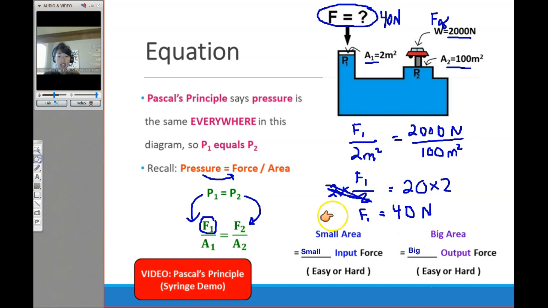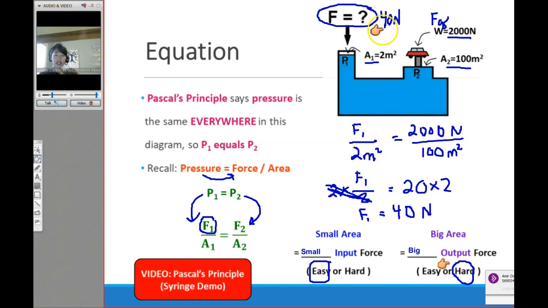So which side is easier? The side with the small area and small force, or the side with the car with the big area and big force? Think about applying a force of 40 newtons versus applying a force of 2,000. Yeah, definitely the small side is significantly easier. The car side is much harder to do, which is why we can't just lift a car by itself.